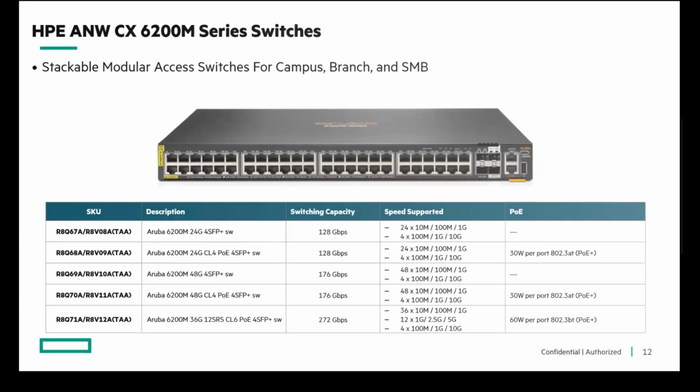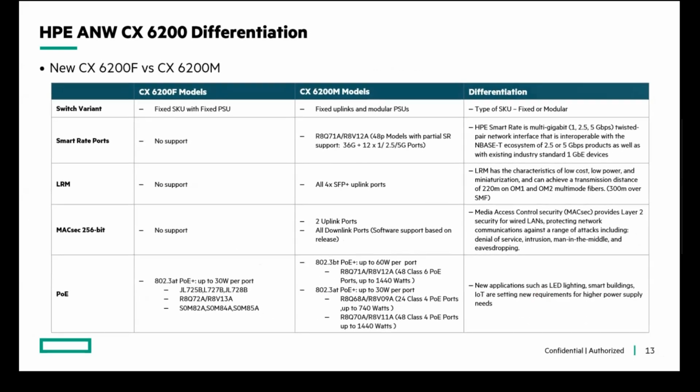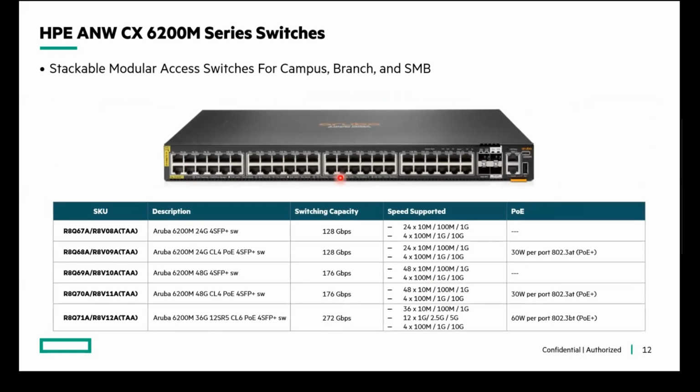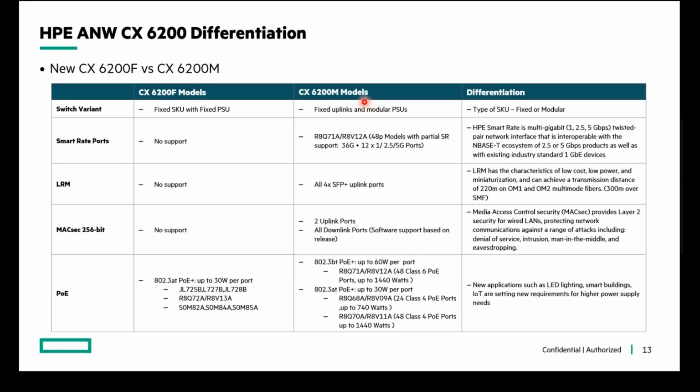Okay. And again, on the front panel, you have the 4 uplink ports, all capable of LRM support, and you have 2 ports of MACsec support on 2 of those uplinks as well. Here at a high level is the main differences that we see. So in your 6200F models, you have fixed SKUs with fixed internal power supplies. That's the main thing here. So you have fixed uplinks on the front panel, and you have a fixed internal power supply.